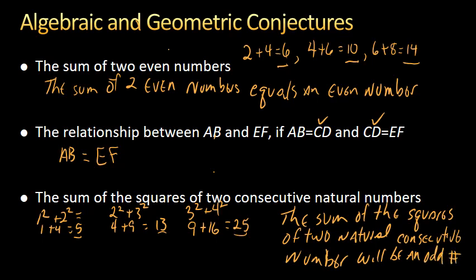I'm running out of space. I'm going to abbreviate number. Okay. Well, there we go. Those are some examples. This corresponded to page 92 in your textbook, example 2, where we took some statements, provided some examples, and made a conjecture.